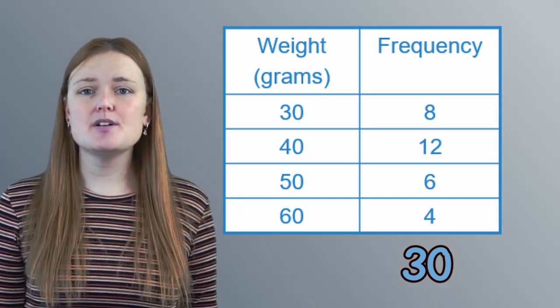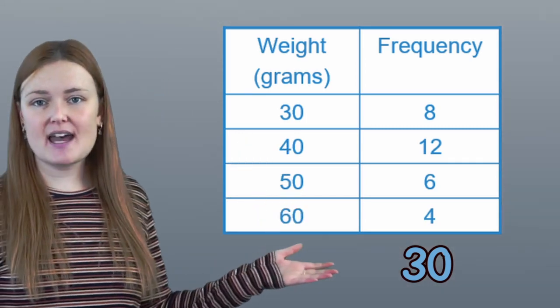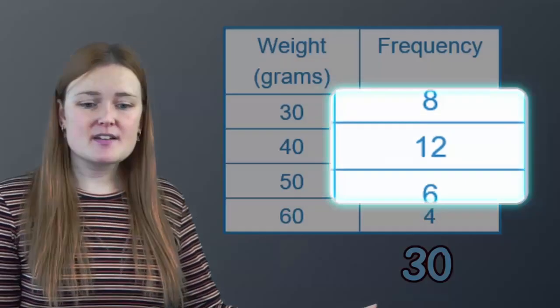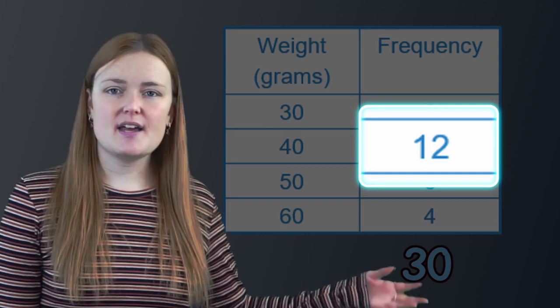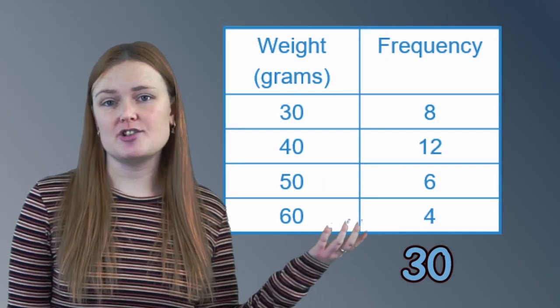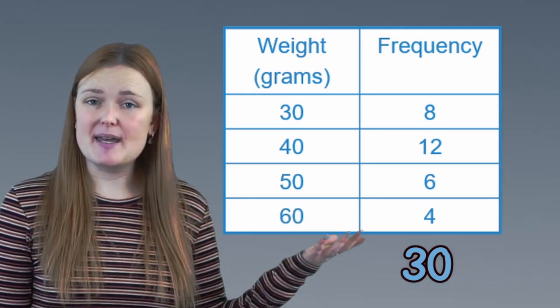To find the mode, it's really straightforward. We just need to look for the highest frequency in our table. So it's the one that has the highest number in this column. So in this case, it would be 12. That's how many apples weigh 40 grams. So the mode for this question would be 40, because it's the apple weight that appears the most often.